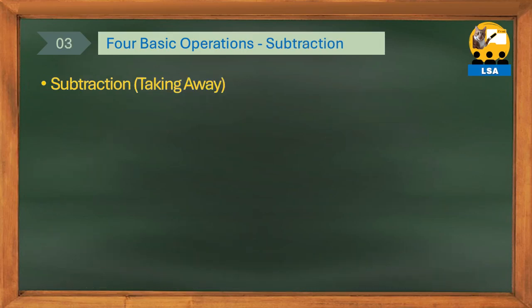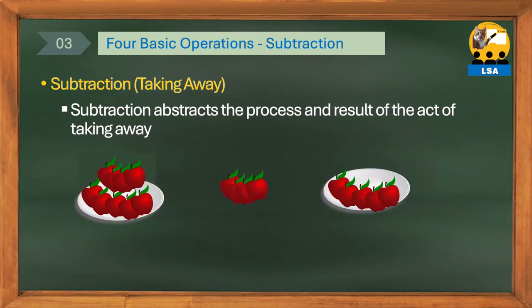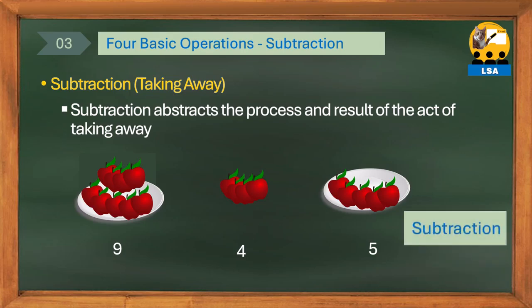The subtraction operation is taking away. Unlike addition, subtraction is the abstraction of the act of taking away itself. From a plate containing 9 apples, if we perform the act of taking away 4 apples, only 5 apples remain. The numbers involved in this act are expressed as follows: 9, 4, 5. This act of taking away is defined as subtraction.